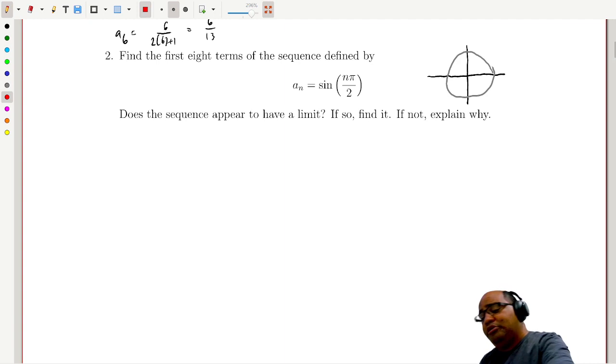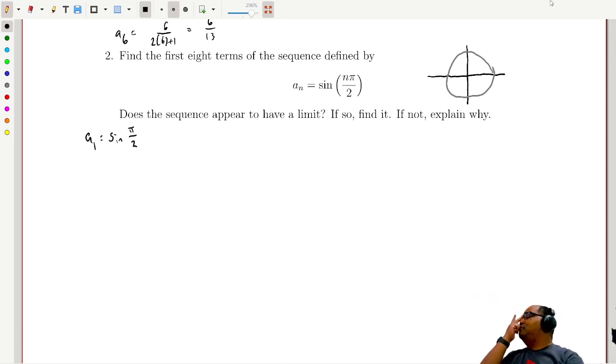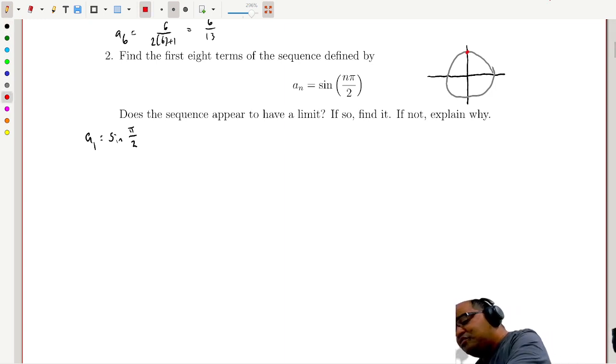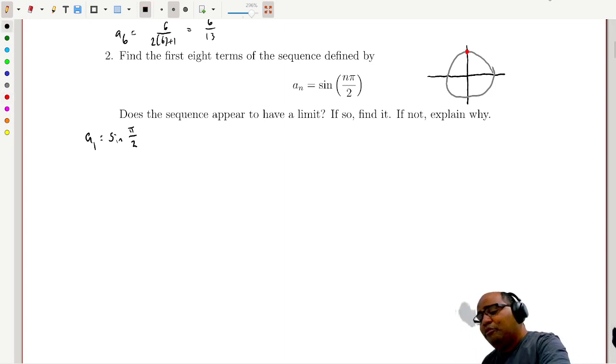So let's think about what's happening here. When n is equal to 1, let's write that down. We want sine of pi over 2. Well, what is sine of pi over 2? If we look on a circle here, let me mark it in red. Sine of pi over 2, that y-coordinate is 1.